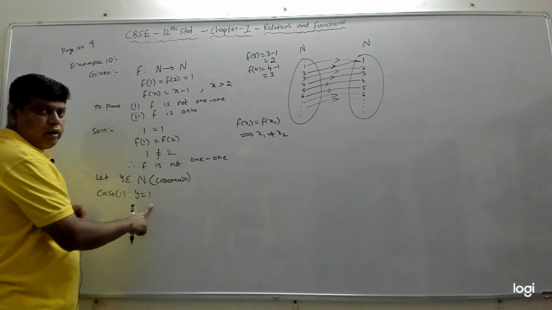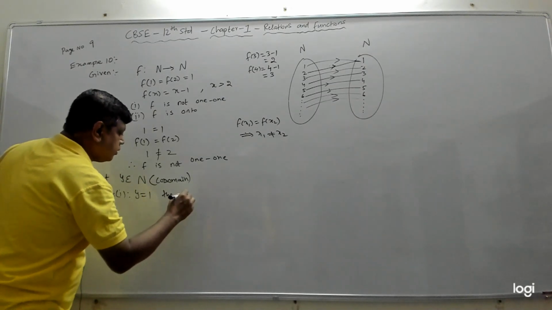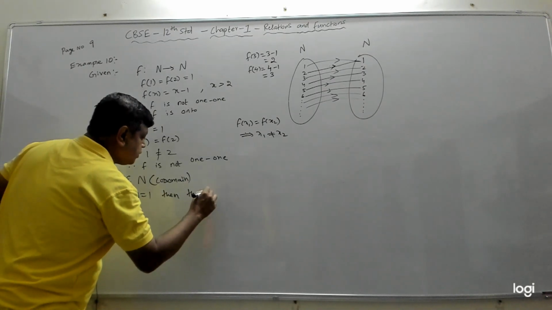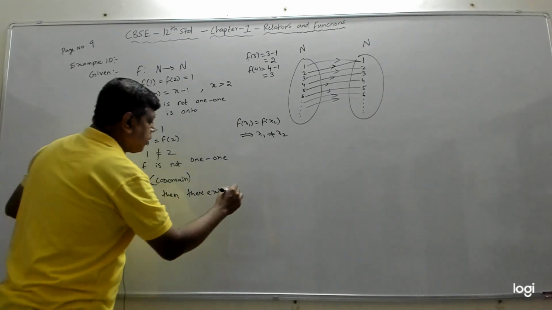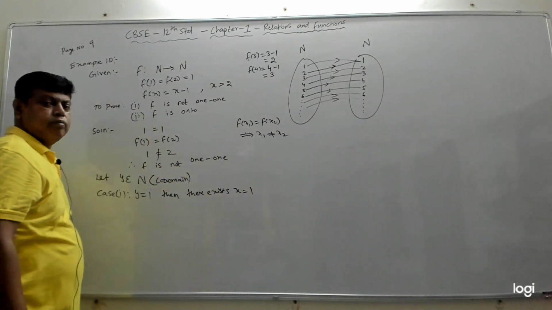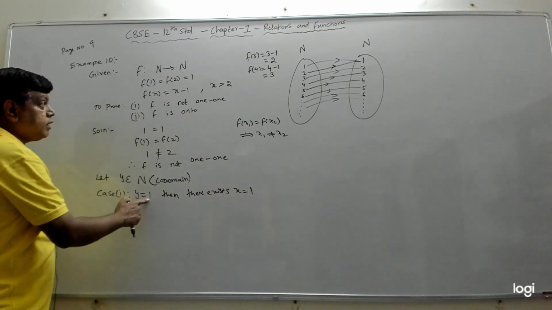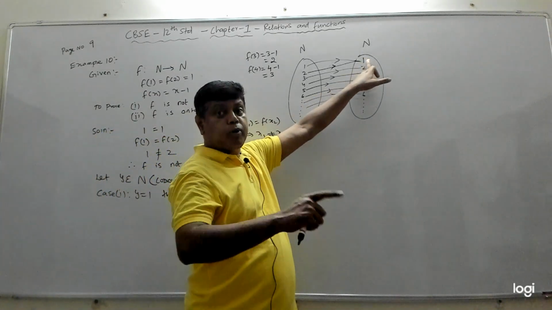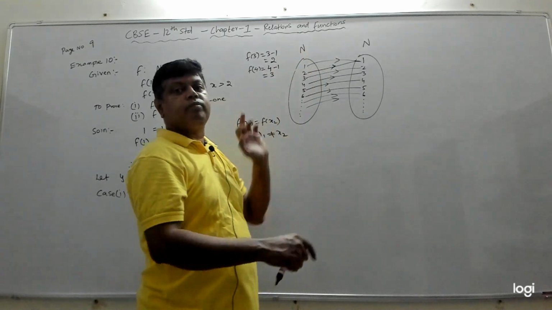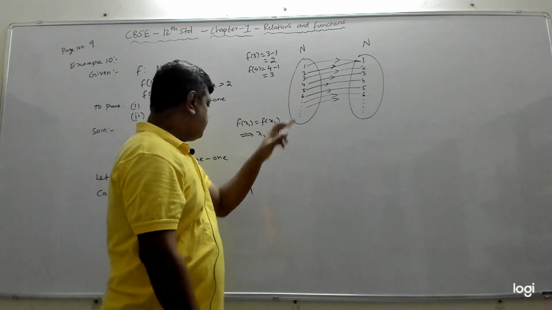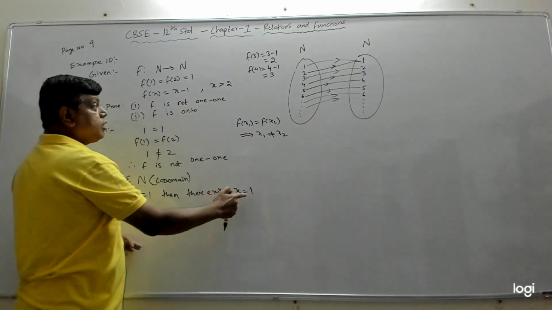If y is equal to 1, then there exists x equal to 1. We are able to find one. For this y equal to 1, I am able to find an x in this set, that is also 1 because 1 is mapped to this. You can also say 2. For the same y equal to 1, I can find x equal to 2 also.